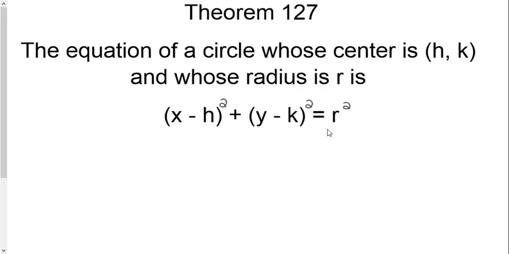So our one and only theorem for this section is theorem 127, and this states that the equation of a circle whose center is (h, k) and whose radius is r is (x minus h) squared plus (y minus k) squared equals r squared. If you notice, my center has both positive h and k, but when they go into the equation, they become negatives. So whatever your center points are, whether positive or negative, when you write the equation, they become the opposite sign. If it's positive in the center, it becomes negative in the equation. And if it's negative in the center, it becomes positive in the equation. You need to remember that.